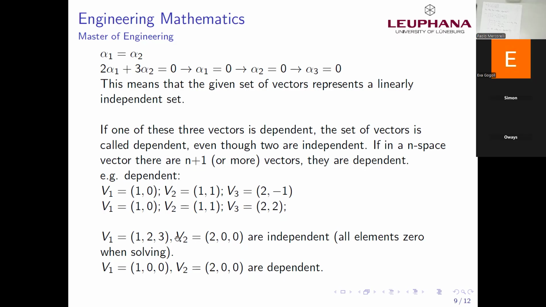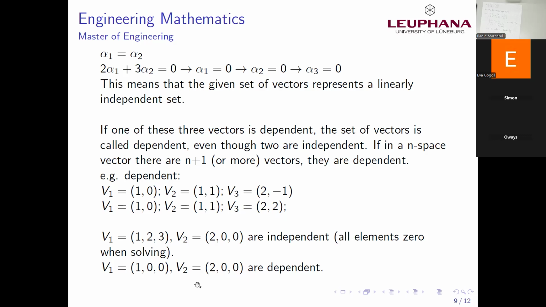Here, why are they independent? Because we cannot get the second and third components 0 if the vectors are not 0. I don't know, probably it's not clear to everybody. Basically, v1 and v2 are not in the same line. If you look at these two vectors, they lie in the same line, 1, 0, 0 and 2, 0, 0.